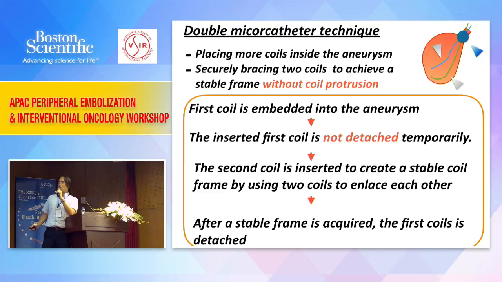insert the first coil into the aneurysm. Then the first coil is not detached. Then we insert the second coil through the other microcatheter and make a rigid frame. After that, we detach the first coil. If the second coil pushes out the first coil to the parent artery, of course we can remove the first coil.